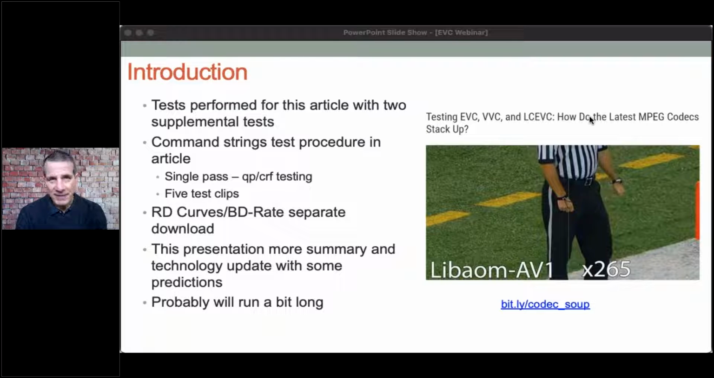Now, if you want to look at the command strings that I used for the results we'll be showing in this webinar, you can go to the article. Same deal with the description of the test clips and any other test procedures. You can download the RD curves and the BD rate stats in a separate document on the right, mentioned a moment ago. And this presentation is more a summary of the results and an overview of what's happened over the last 12 months than a description of what was going on in the article.